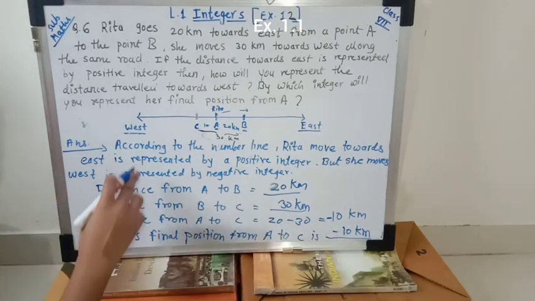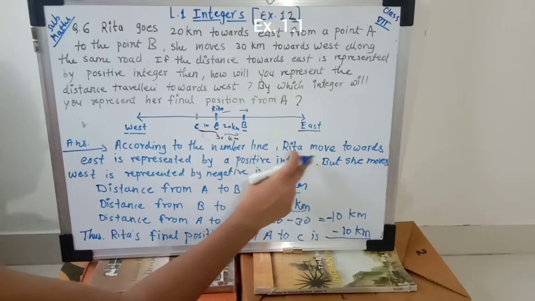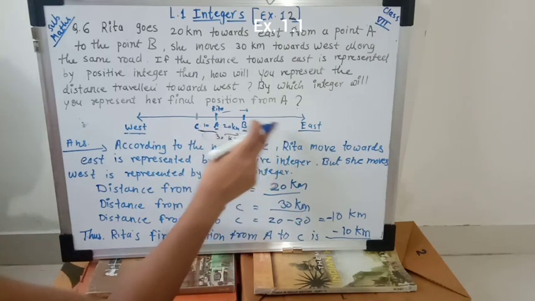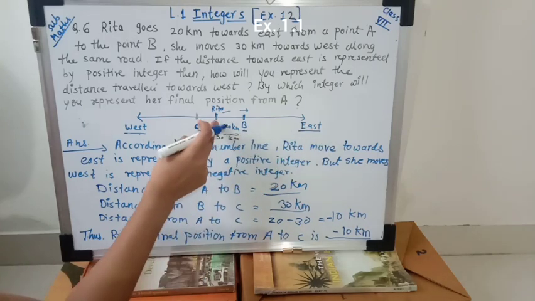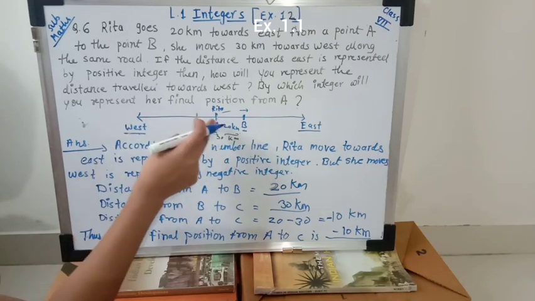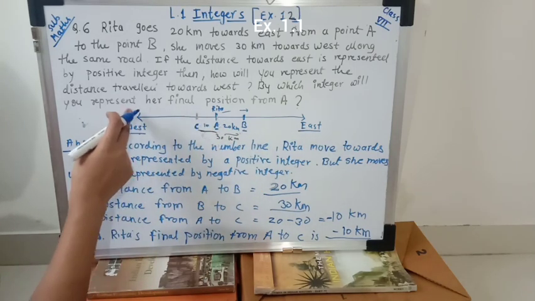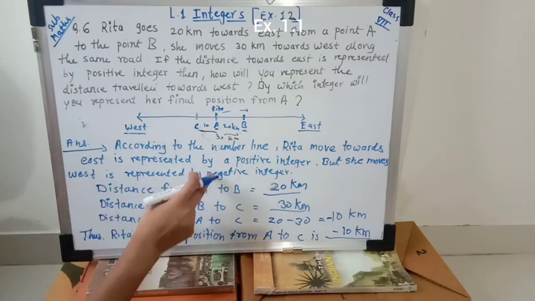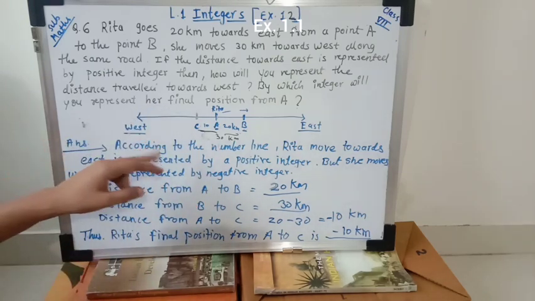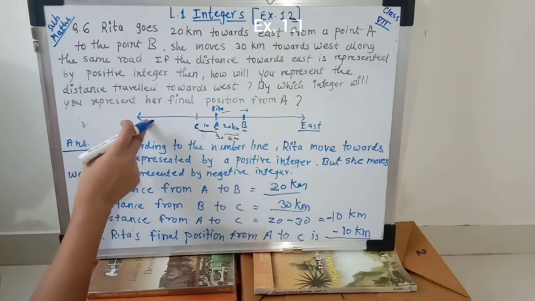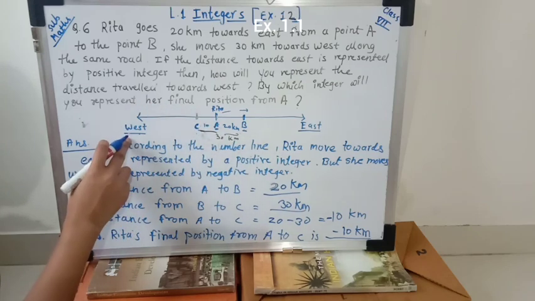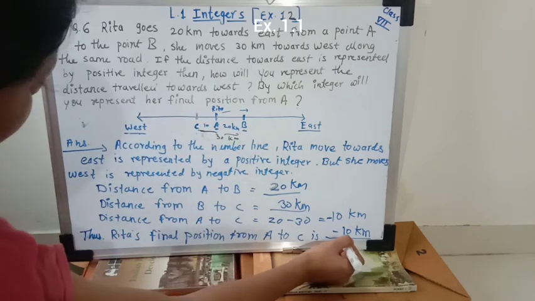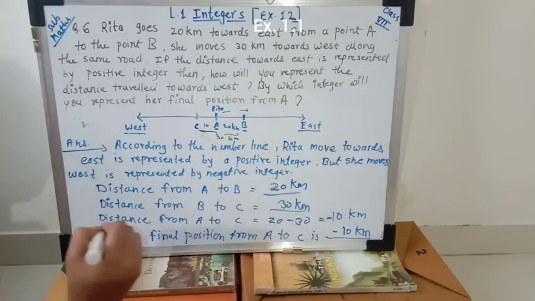Here again I will explain, according to the number line, Rita moves towards the east, which is represented by a positive integer, but when she moves from point A towards the west, we represent it as a negative integer. If this side is negative integer and this distance A to C is also coming in negative integer, so the answer will be negative, that is minus 10 kilometer.